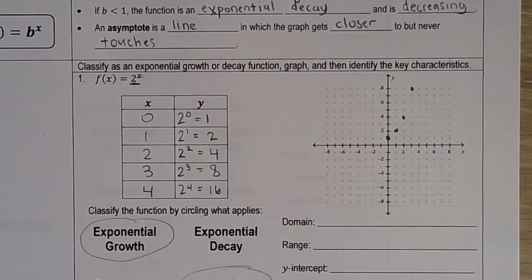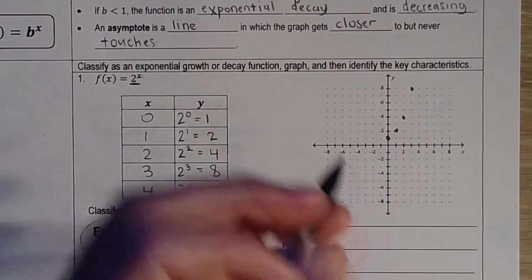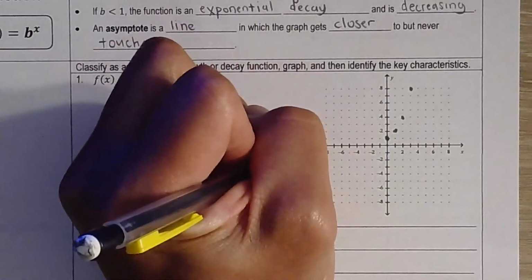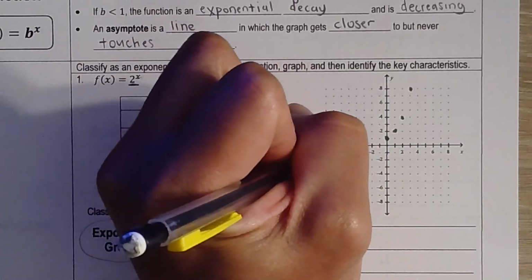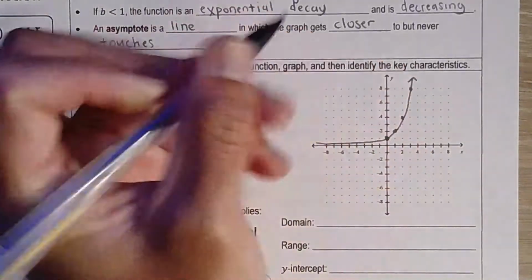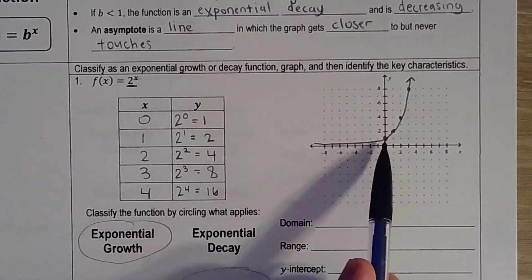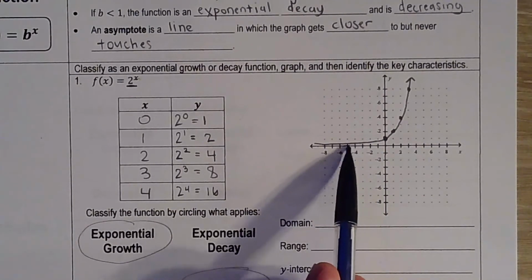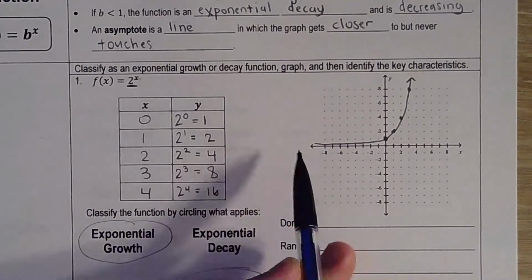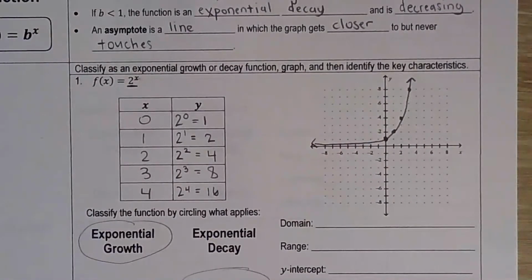For graphing, especially on the homework for tonight, all I want is just to have the general shape. I want some points like we did here, but the general shape is how it's going to look. As we pass the 0, it starts to decrease, but it never touches 0.